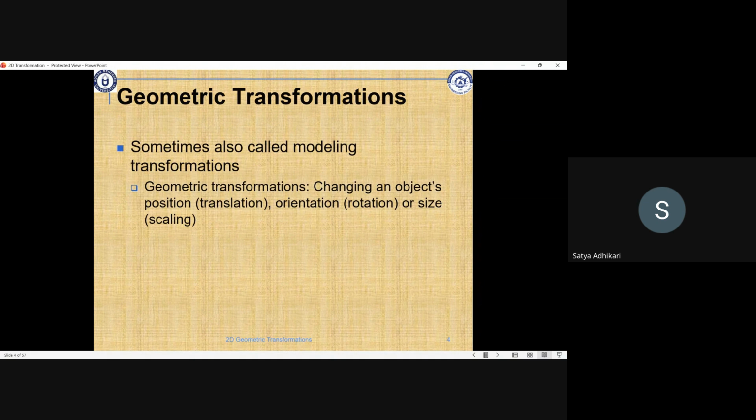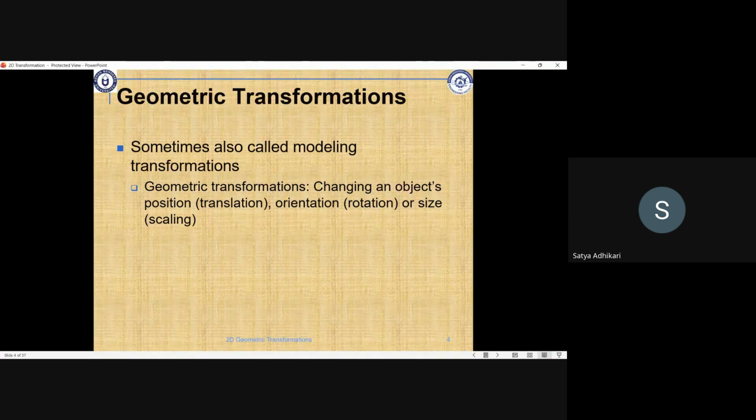As we discuss, what is the need of transformation? What is the need of geometric transformation? In some books it is written as modeling transformation. Geometric transformation, sometimes in books, is referred to as modeling transformation. The need of the geometric transformation is that we can change an object's position. Suppose you need to change the position of an image or an object, you will be able to do it.